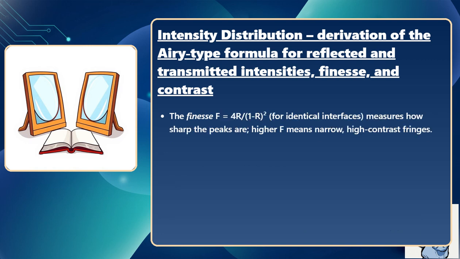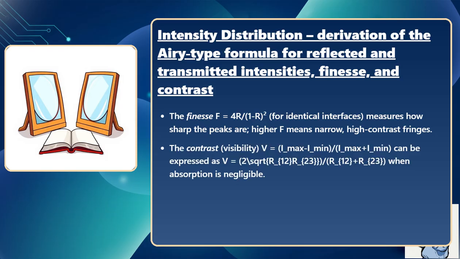The finesse F equals 4r divided by (1 minus r) squared for identical interfaces, and measures how sharp the peaks are. Higher F means narrow, high-contrast fringes. The contrast, also called visibility V, equals (I max minus I min) divided by (I max plus I min). It can be expressed as V equals 2 times the square root of R sub 12 times R sub 23, divided by R sub 12 plus R sub 23, when absorption is negligible.